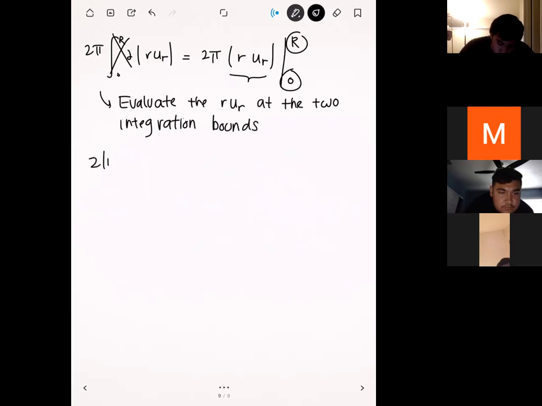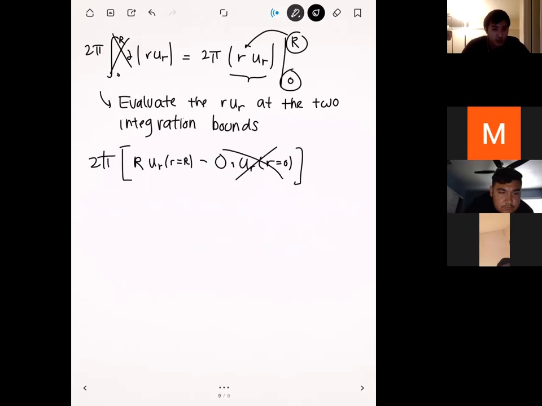And so if we do that, we're going to have 2 pi times this guy here evaluated at big R. And so we're going to plug in big R in here for r. Okay, so there's going to be big R times u_r evaluated at big R, okay, minus 0 times u_r evaluated at R, which is equal to 0. All right, and of course, since this one is 0, we're just going to cancel that out, right?